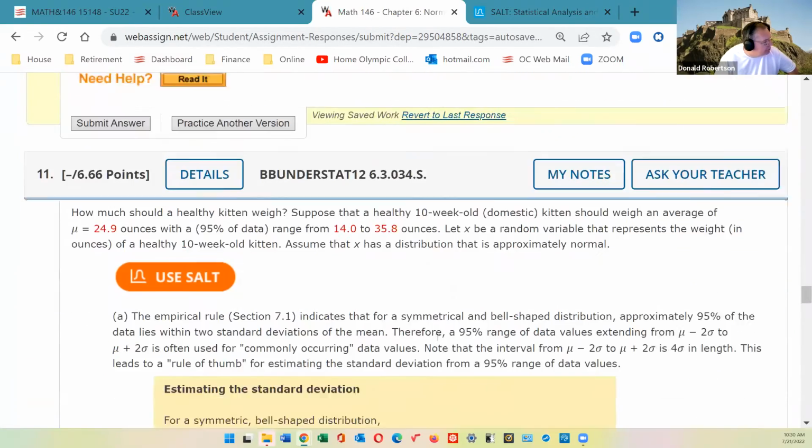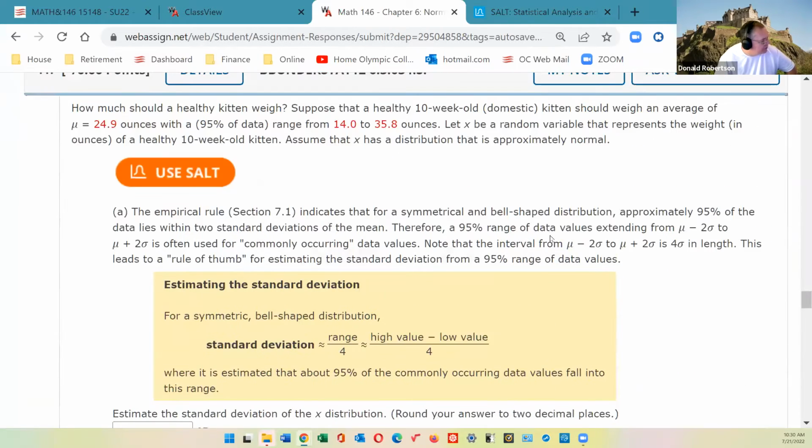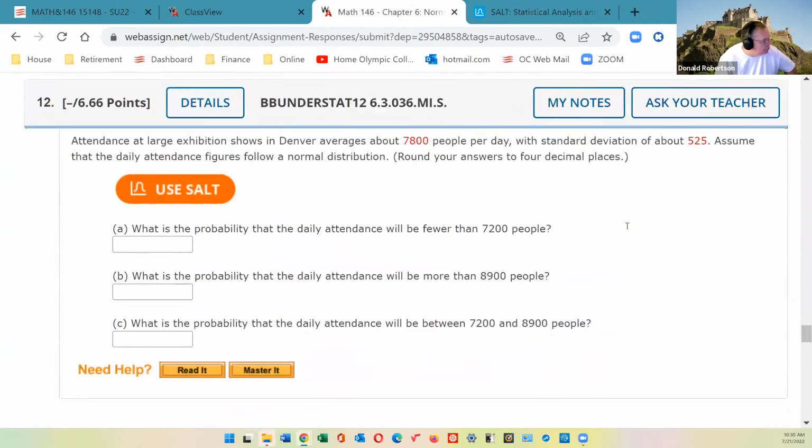Here's basically the same question, but it's to do with kittens. Well, I guess vets need to know what's good and what's bad for a kitten. All right, let's look at 12 now.